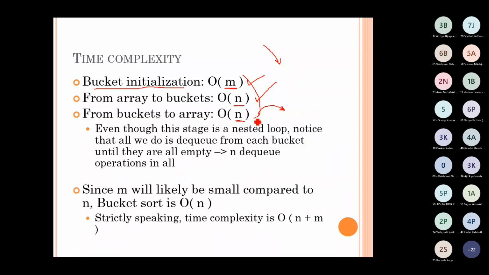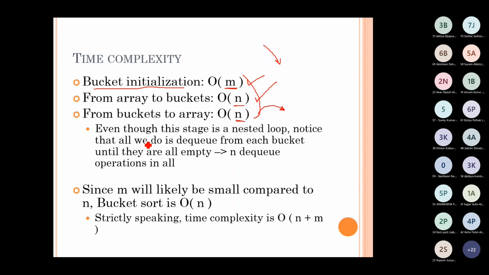That much time we may need, but 2n we represent in general form as n only. While representing in general form, we write it as order of n only. Even though the stage is a nested loop, we are just doing the dequeue operation, that means we are just taking out the elements. So that's why there is no multiplication, n into n is not there. It is just n plus n.